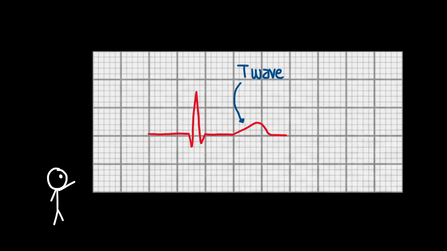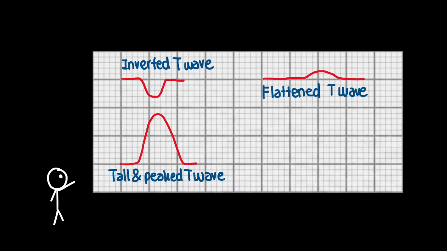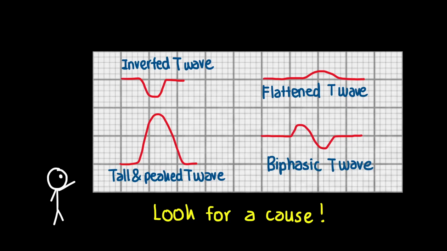Abnormal T waves may appear inverted, unusually tall and peaked, flattened, or biphasic. Any T wave that looks noticeably different from what is expected in that lead should prompt you to look for an underlying cause.